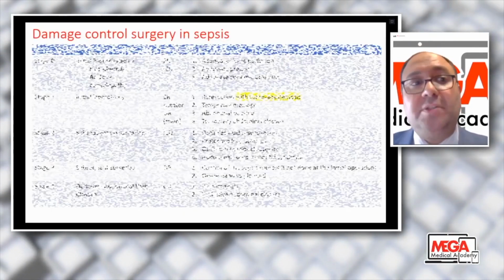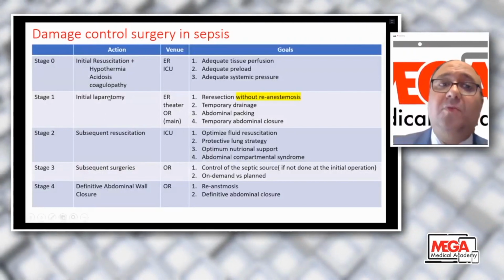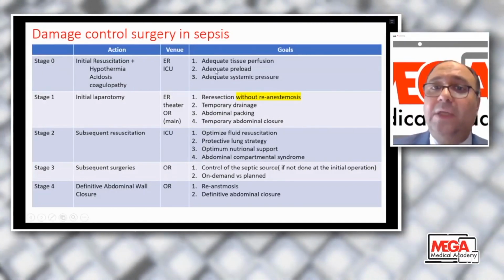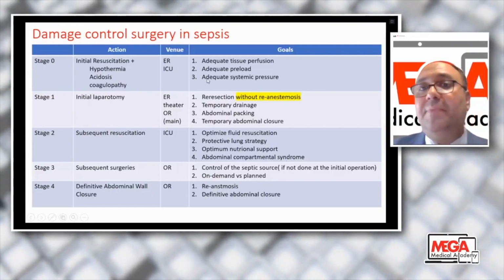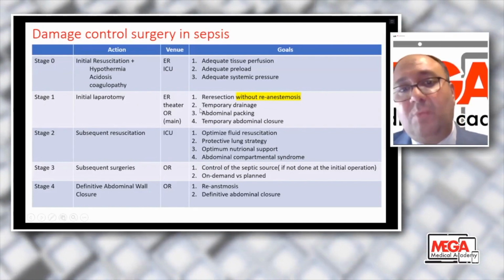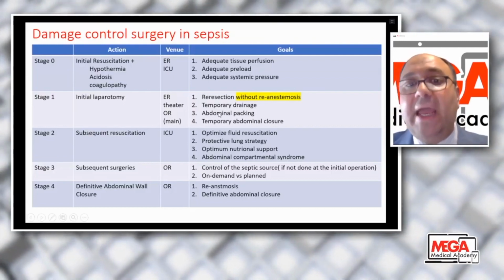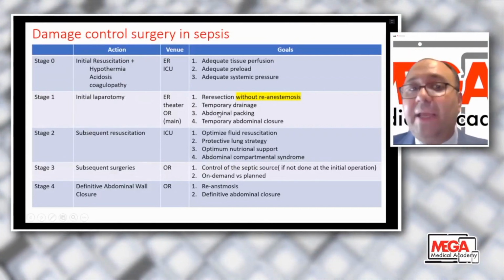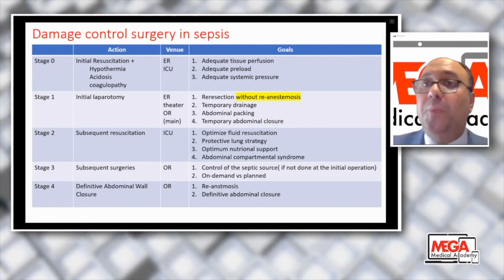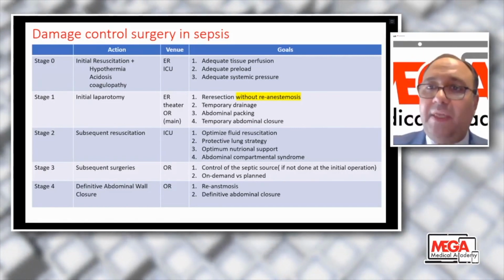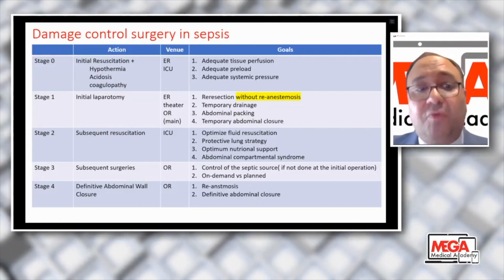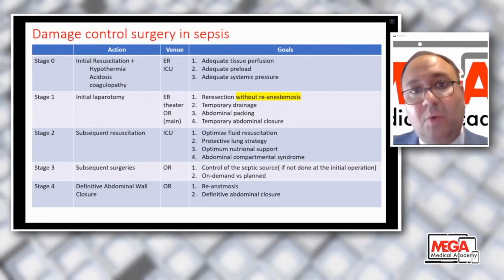This can be summarized into stage 0, started in the ER, where we should focus on managing hypothermia, acidosis, and coagulation, with goals for adequate tissue perfusion, adequate preload, and adequate systemic pressure. Then shift the patient to laparotomy, where they do resection without primary anastomosis, then temporary drainage, temporary packing, and temporary closure of the abdomen. The patient goes back to the ICU in stage 2 to optimize fluid resuscitation, protective lung strategy, and nutrition, with close monitoring for abdominal compartment syndrome. Subsequent surgery follows, and finally definitive abdominal wall closure and re-anastomosis.